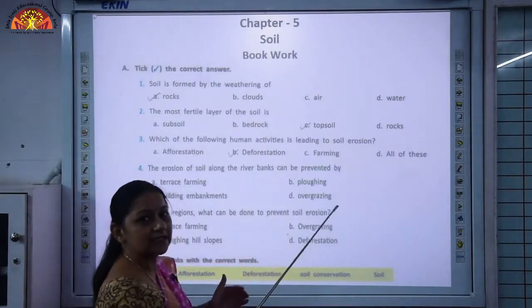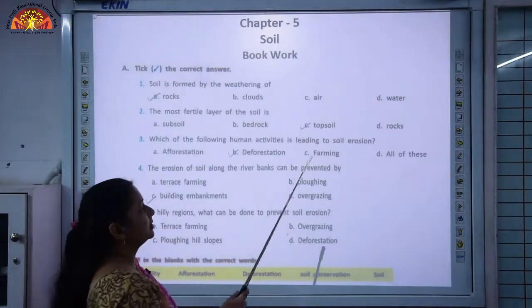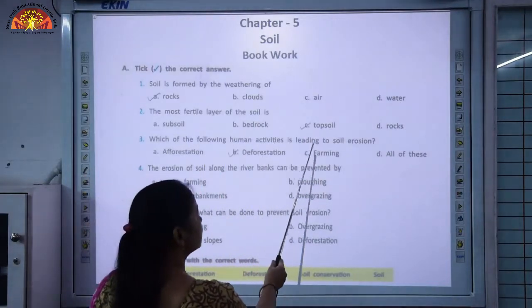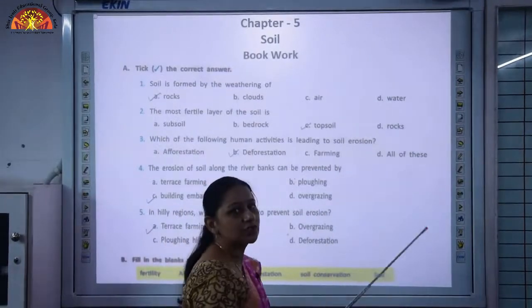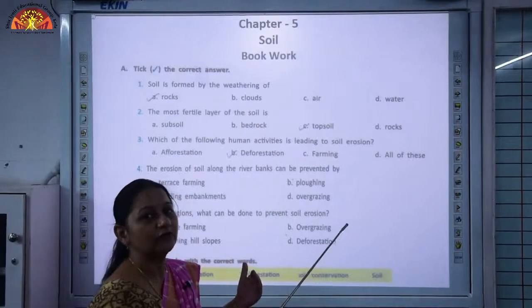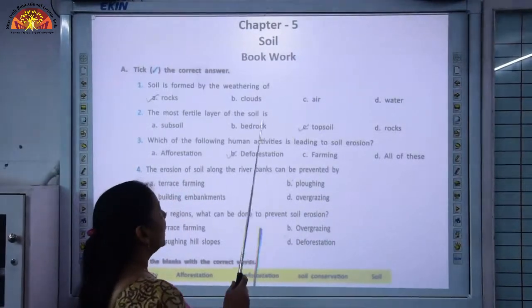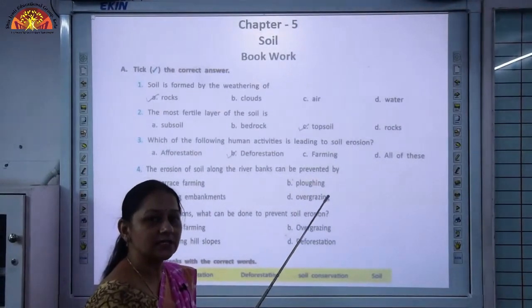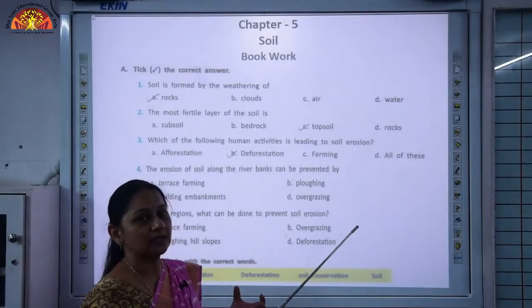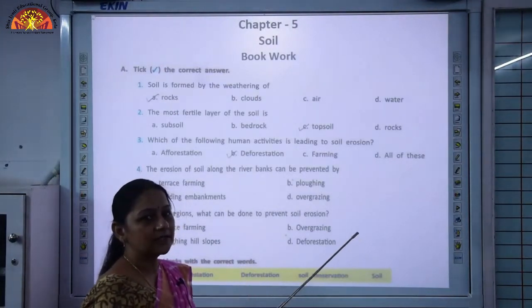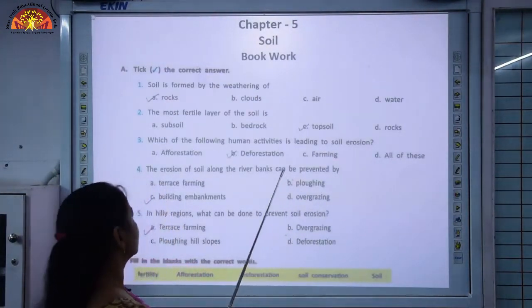The most fertile layer is the top layer and that is called the topsoil. Which of the following human activities is leading to soil erosion? Soil erosion means flowing away of the top layer, and that is caused due to deforestation. When we are cutting down trees, the roots of plants which bind the soil are lost, and that soil becomes loose and thus leads to soil erosion.